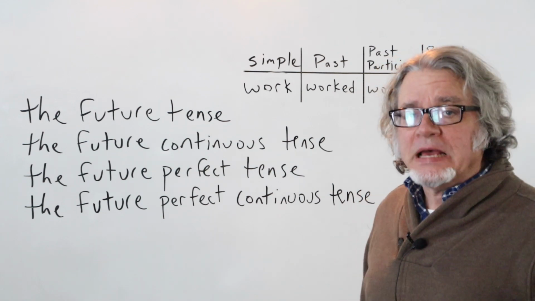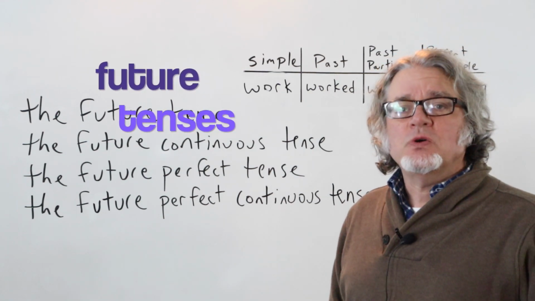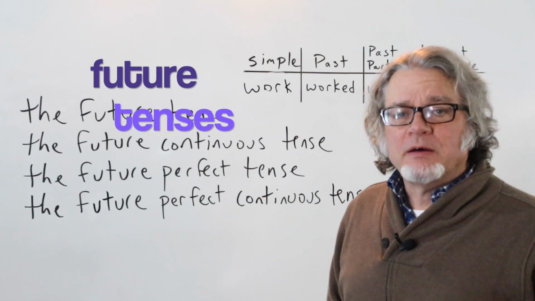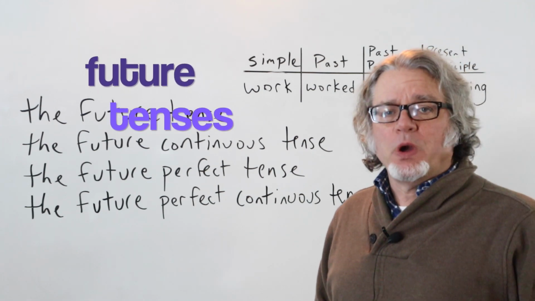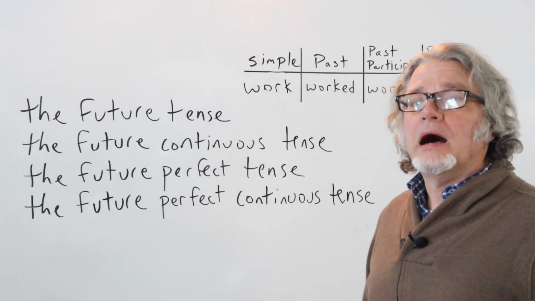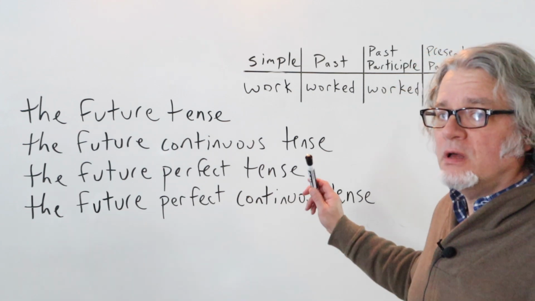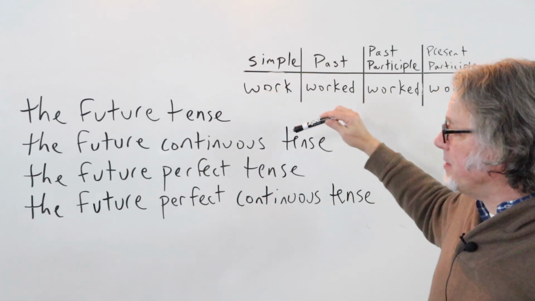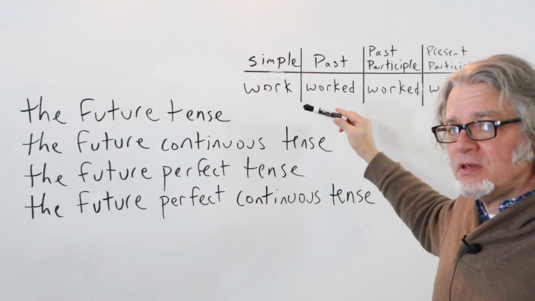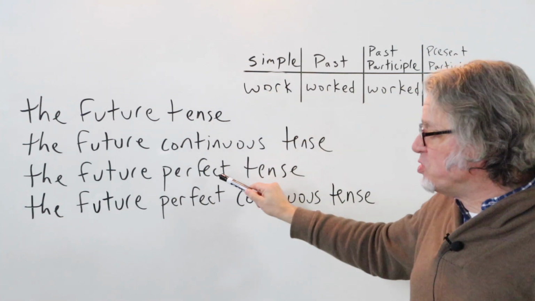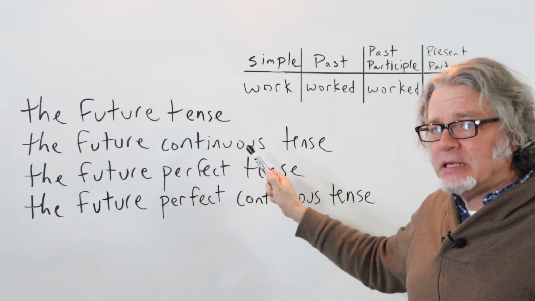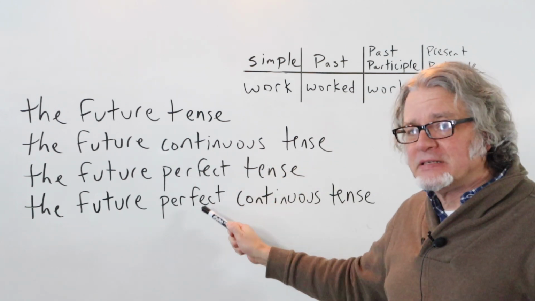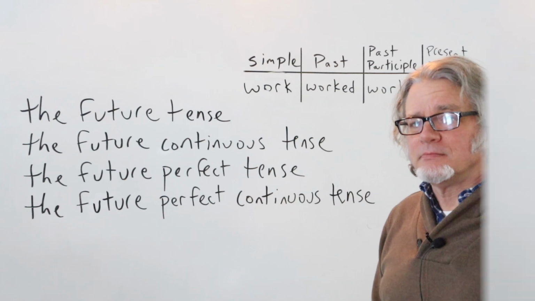All of these verb tenses are used to talk about or write about future situations. I'll show you how to use the verb work in the future tense, the future continuous tense, the future perfect tense, and the future perfect continuous tense.